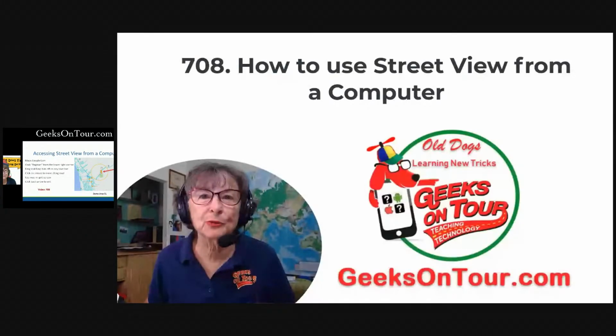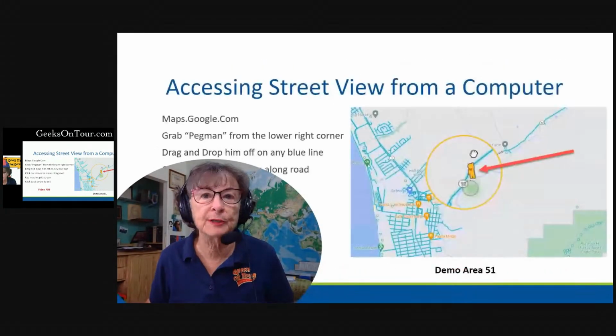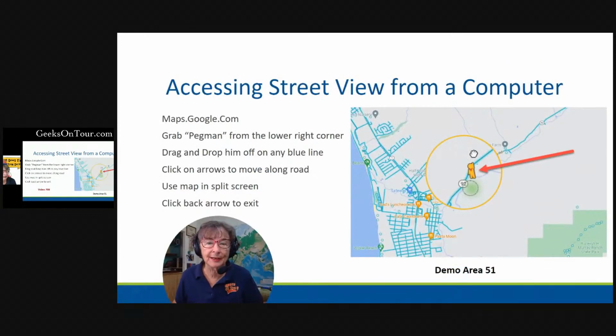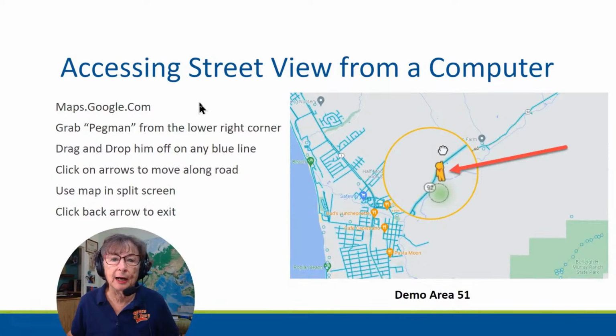This is Chris Gould with Geeks on Tour, and in this video I want to show you how to use Street View in the computer interface. First of all, it's at maps.google.com, and then you grab this little Pegman, drop him off on any blue line. Then you can move around, you can see where you are by putting a map in a split screen, and I'll show you how to exit.